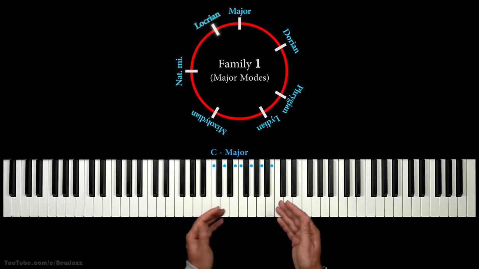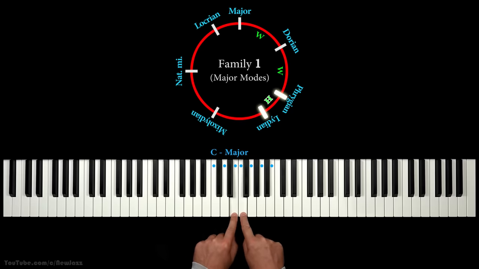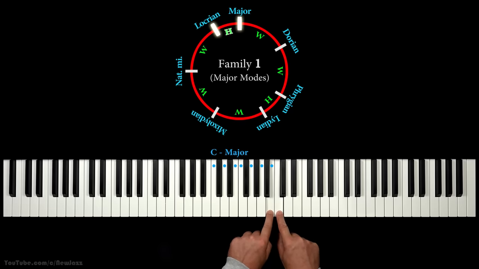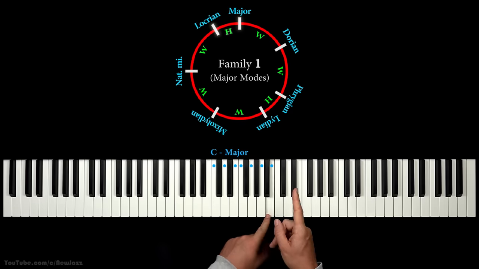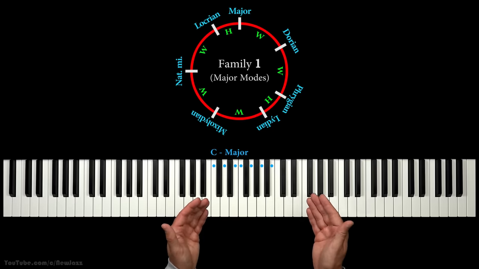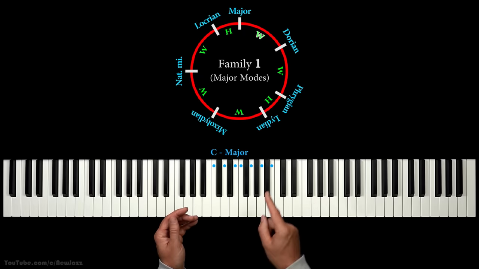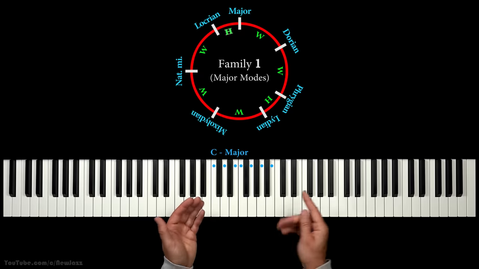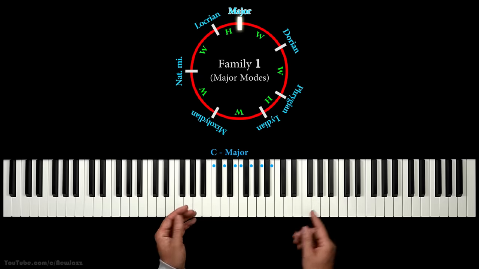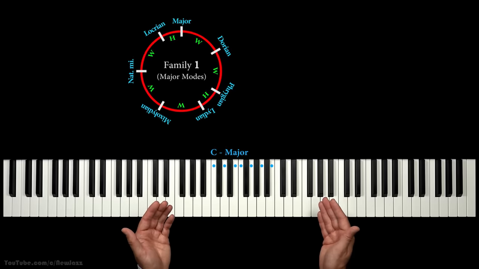Now, look at the interval steps on our major scale. Whole step, whole step, half step, whole step, whole step, whole step, and a half step. On our circle, we have written down the interval steps. So, all the scale members of a family have the same circular interval pattern, right? The individual scales just have different starting points on that pattern. Now, let's write down the interval steps of each scale.